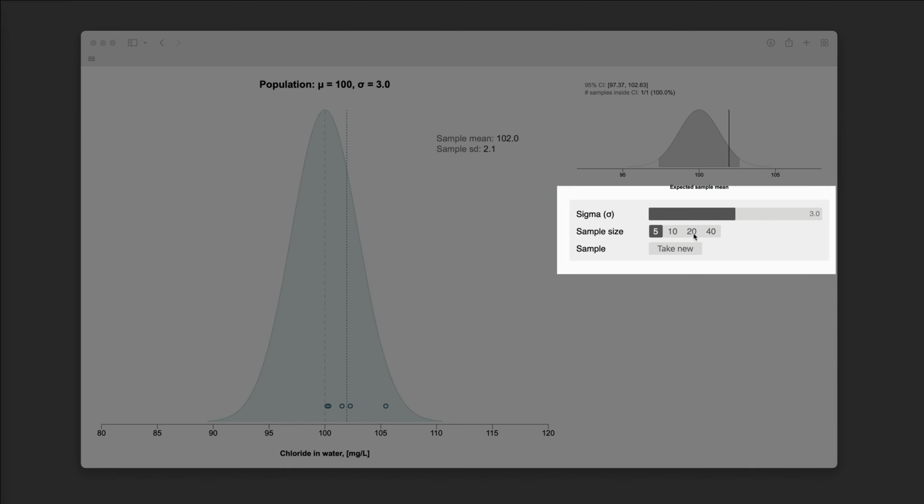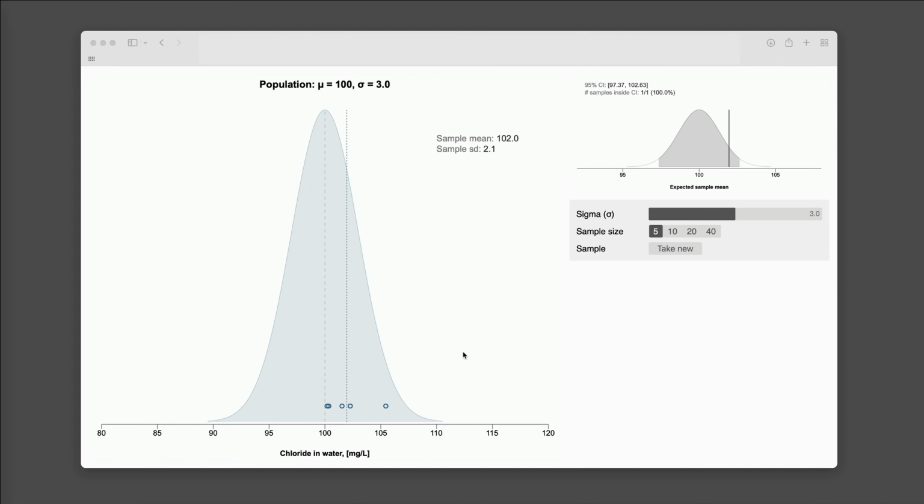Then we can also change the sample size. You can see that by default the sample size is 5, and then we can take a new sample. Every time you run this application, the sample is completely random. So it means that these two values that you see, the sample mean and sample standard deviation, are not the same in your case as I see it here.